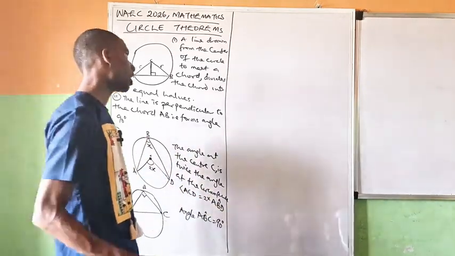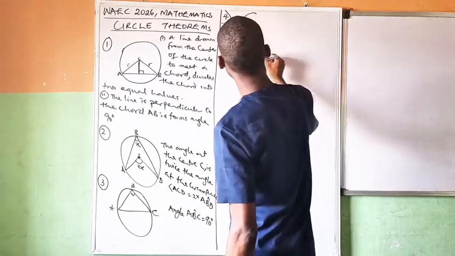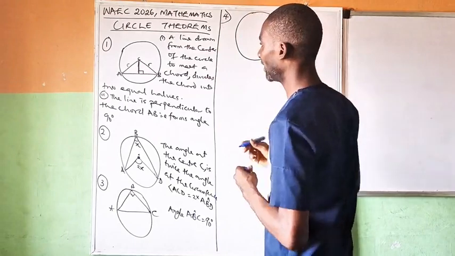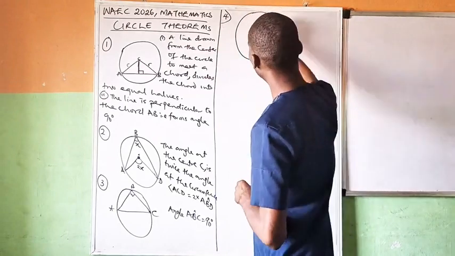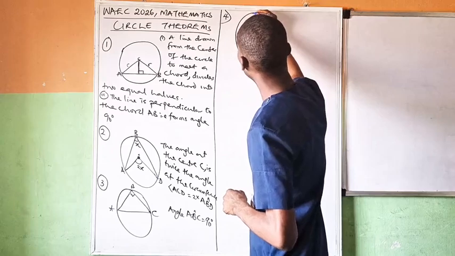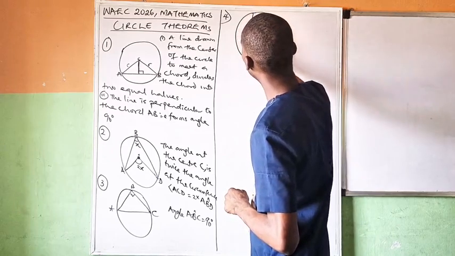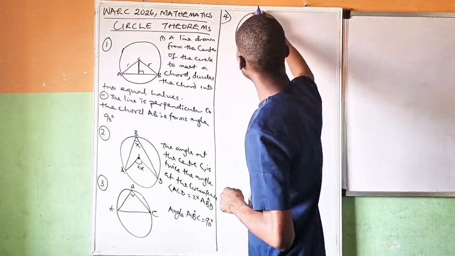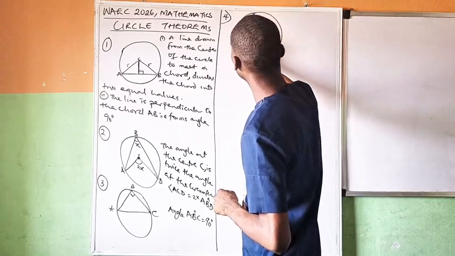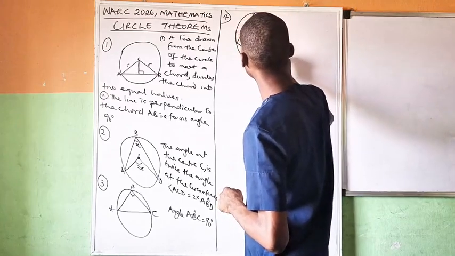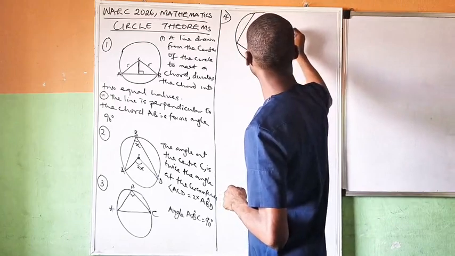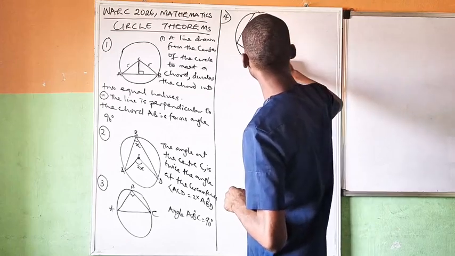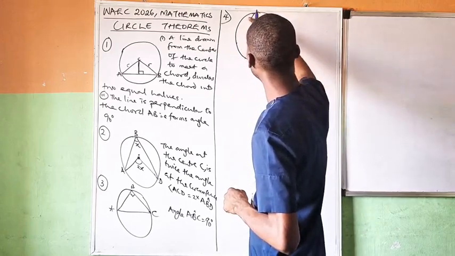All right. So number 4, if I have a circle like this, and I have, okay, so let's take this. I take this, and I take this. Now let me make it a perfect quadrilateral.